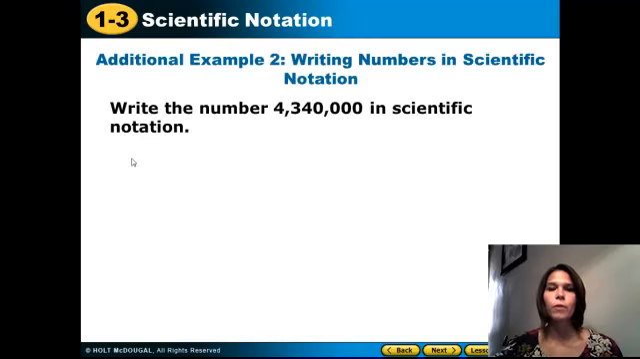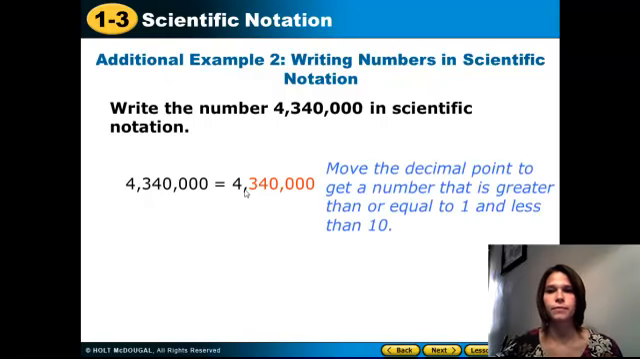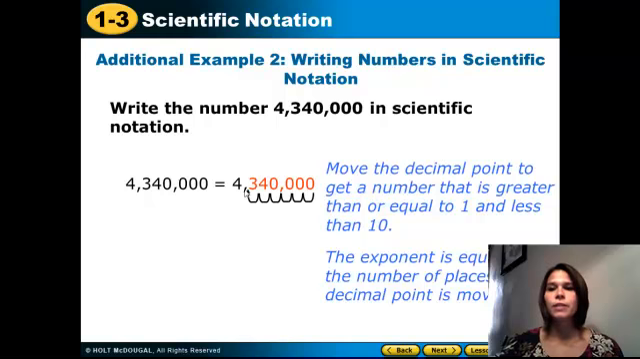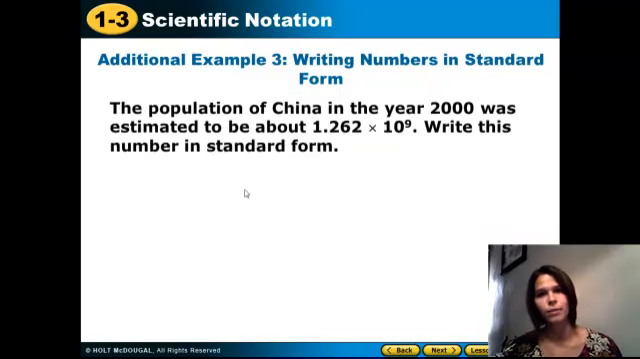Write the number 4,340,000 in scientific notation. I have to find a number between 1 and 10. That means it's just the very first number, and I'm going to put a decimal after it, followed by everything else. That's also where I find my power of 10. So the exponent is equal to the number of places the decimal is moved that I placed there. So if I count that over, it's 6 places. 4.34 times 10 to the 6th. Much easier to write than the 4 million number.